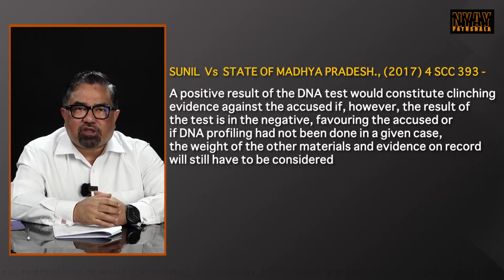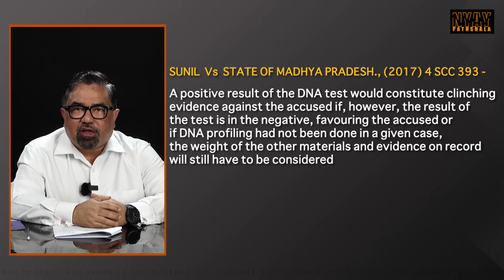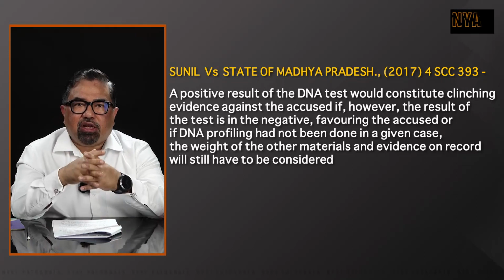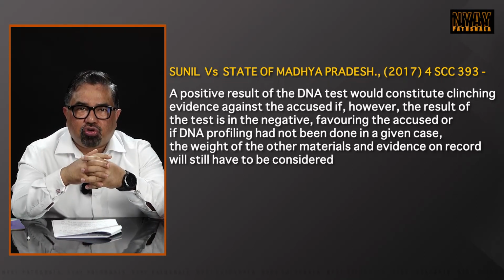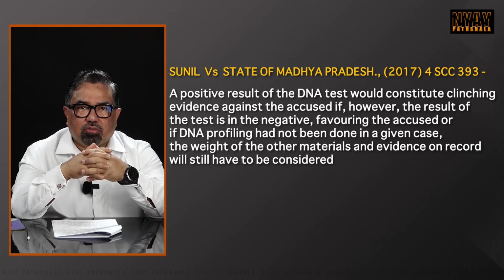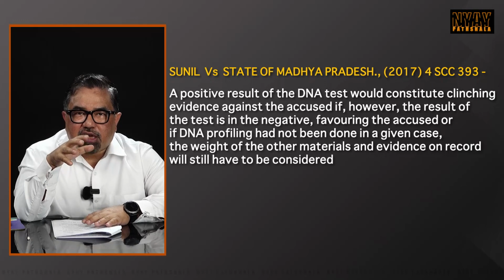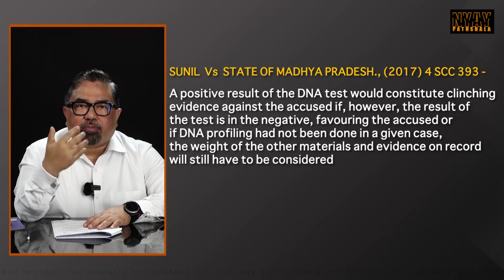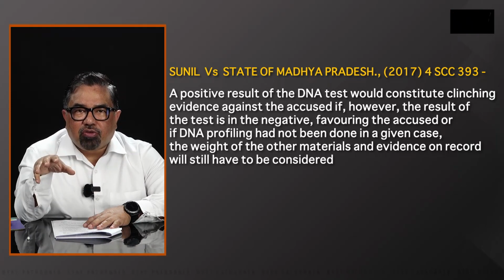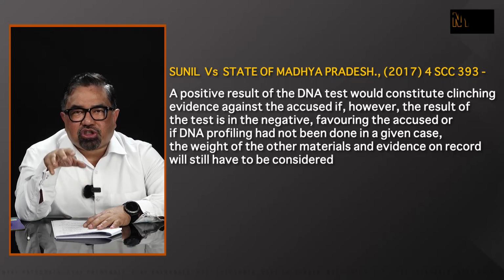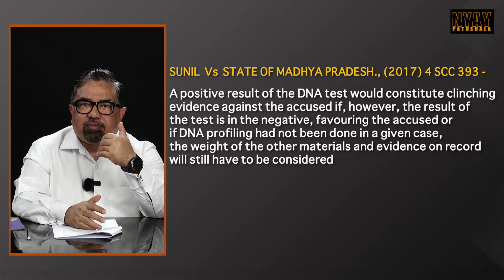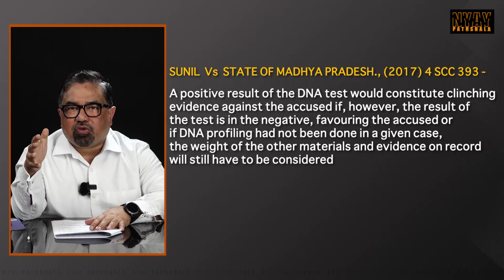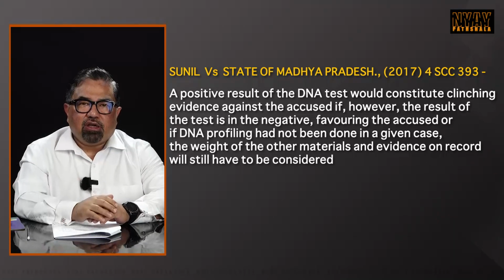The next case is Sunil versus State of Madhya Pradesh, reported in 2017 4 SCC 393. In this case, a positive result of the DNA test constitutes clinching evidence against the accused. However, if the result of the test is in the negative, that is favoring the accused, or if DNA profiling had not been done in a given case, the weight of the other materials and evidence on record will still have to be considered. It is not that DNA has become negative so that the entire benefit will go to the accused. The other statements of the witness and other materials on the record have to be considered.